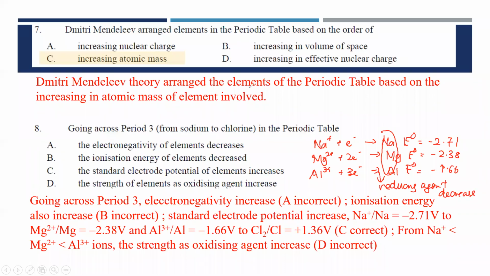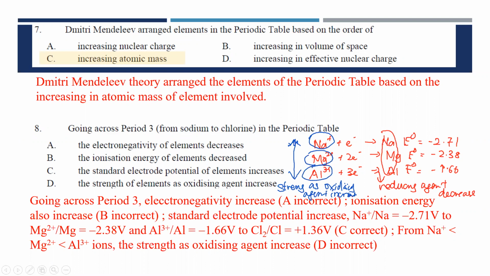Okay. However, if we think from the other way around, if you look from this angle, then the strength as oxidizing agent increases, because it becomes less negative. So that's why I said if we are talking about the metal ion, then it is correct.